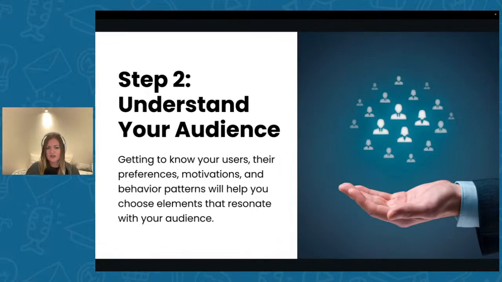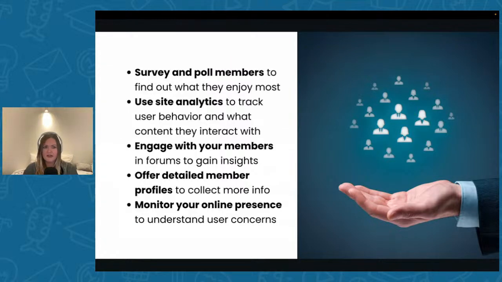Step 2, understand your audience. Getting to know your users, their preferences, motivations, and behavior patterns will help you choose elements that resonate with your audience. In order to figure this out, if you don't already have a firm grasp on who your audience is, you can do things like survey and poll members to find out what they enjoy most, use site analytics to track their behavior and what content they're interacting with so you know better what kinds of things they respond well to. Engage with your members in forums to gain insights.